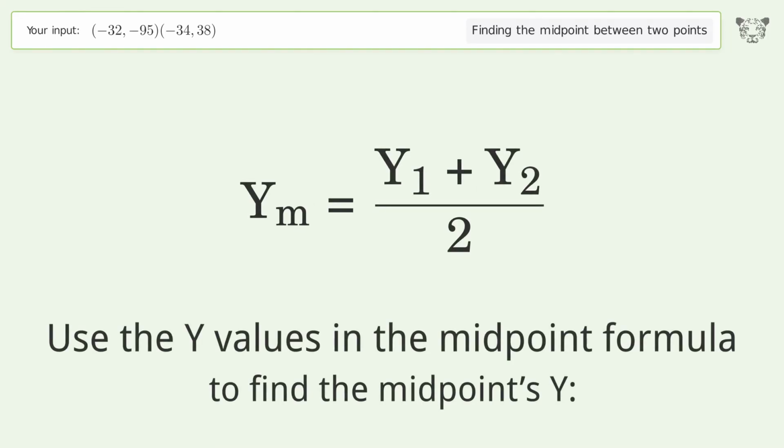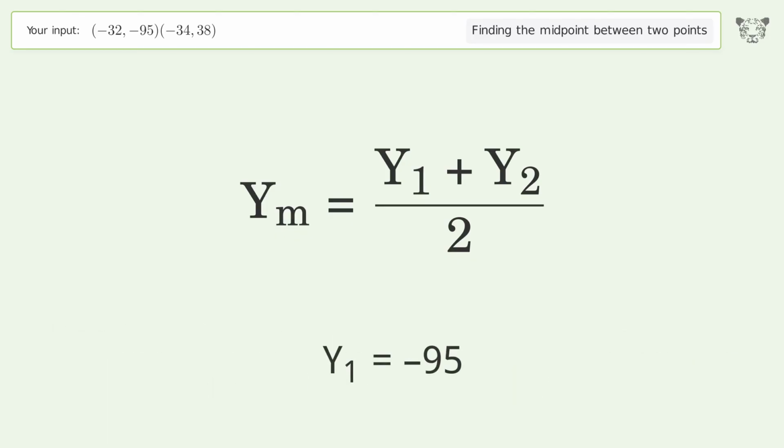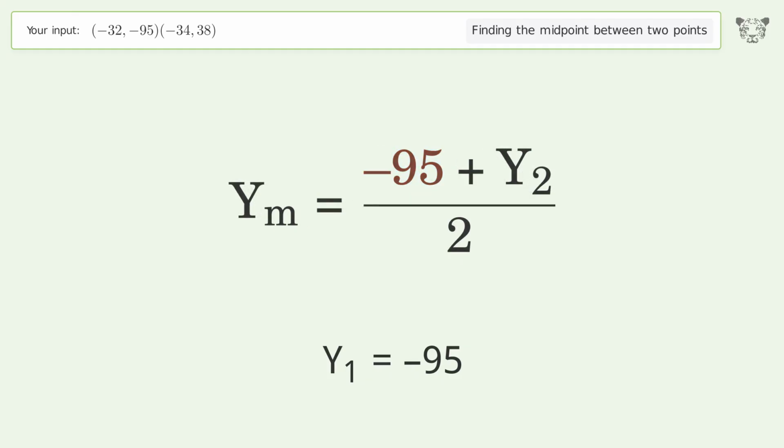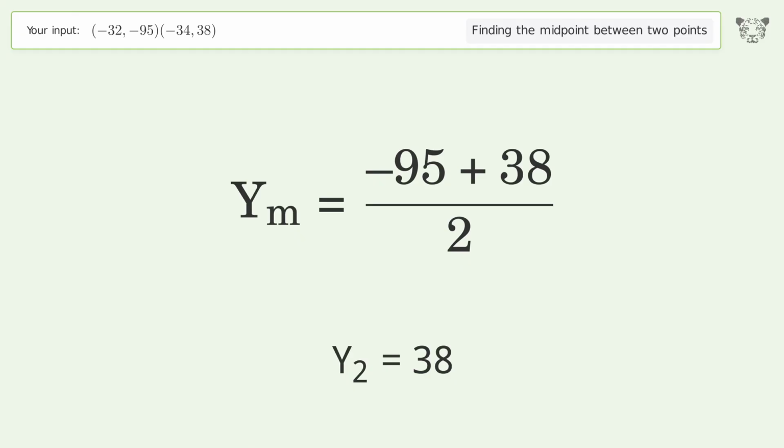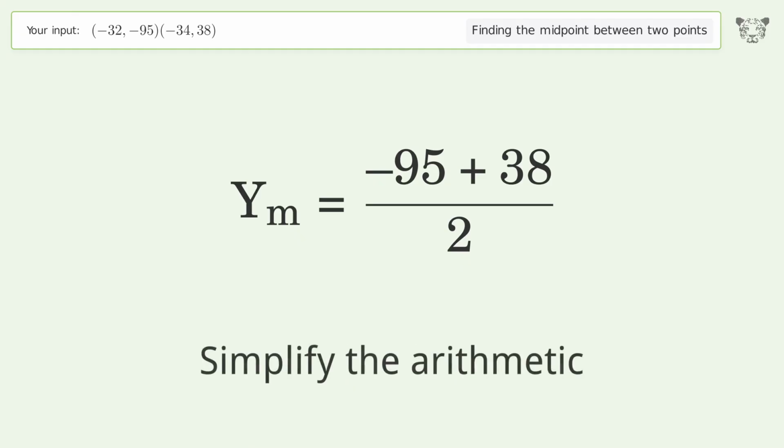Use the y values in the midpoint formula to find the midpoint's y. y1 equals -95. y2 equals 38. Simplify the arithmetic.